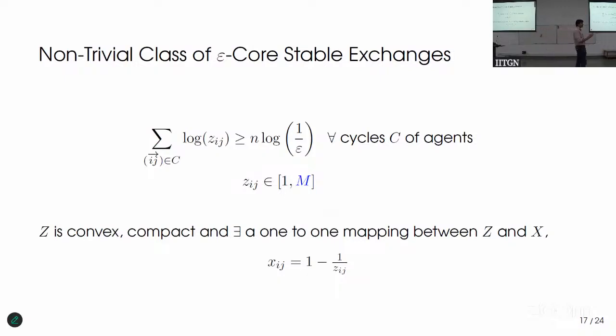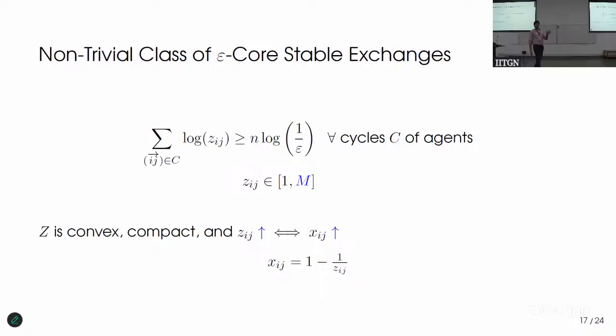Okay, so this is stage one: can you identify a non-trivial class of convex compact core stable exchanges? We have done that. And also notice that there's a one-to-one mapping between Zij and Xij, so it's monotone. So when I define the fixed point function, you can interpret Zij as Xij. So if the fixed point function increases Zij, it means it's increasing Xij, or if it's decreasing Zij, it means that it's decreasing Xij. Yes, exactly.